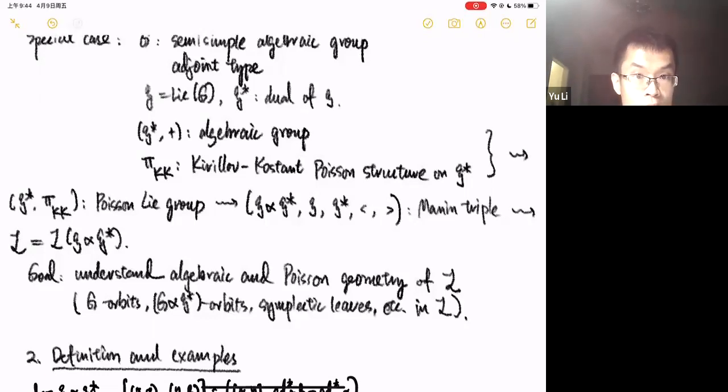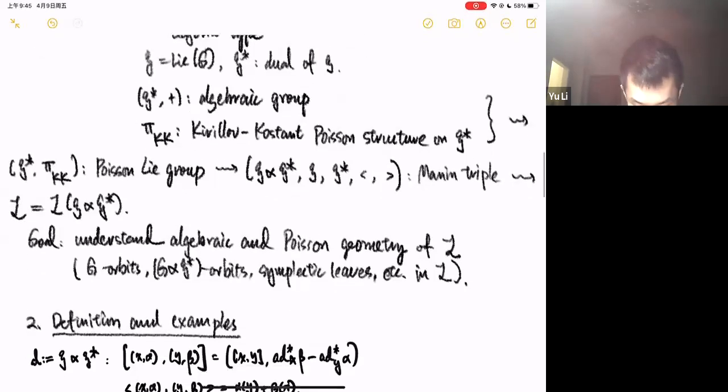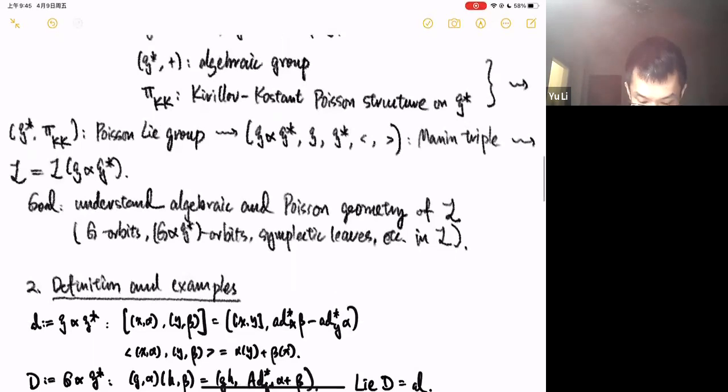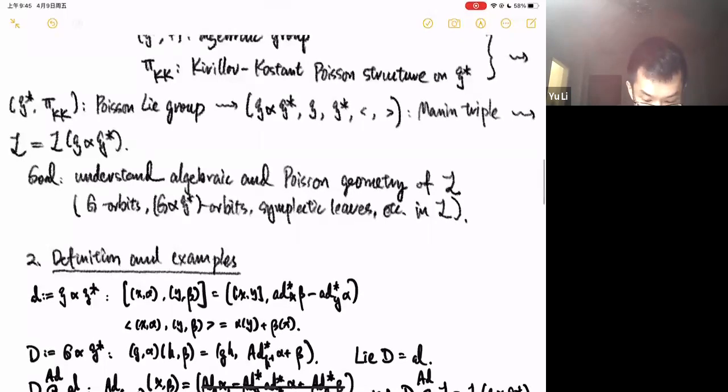So on this algebraic group, we have the Kirillov-Kostant-Poisson structure denoted by pi KK, making this group into a Poisson Lie group. And the Manin triple of this Poisson Lie group is as follows. So the Drinfeld double Lie algebra is g semi-direct product g star, whose Lie algebra structure I'll explain later. And then the two Lie subalgebras are just g and g star, where g star is just an abelian Lie algebra, and the angle bracket will also be explained later.